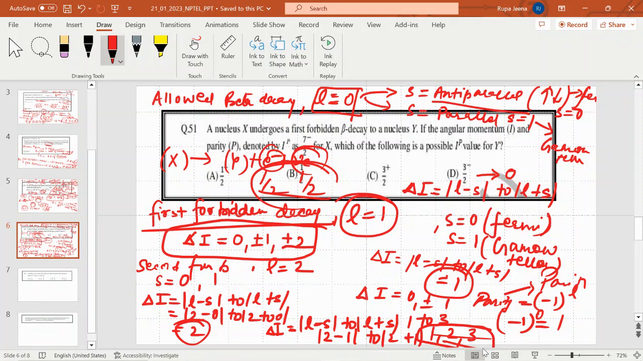Now for the third forbidden beta decay, you have L equal to 3 and you will do the same way. So it will have 1, 2, 3, 4. It will go for those values.